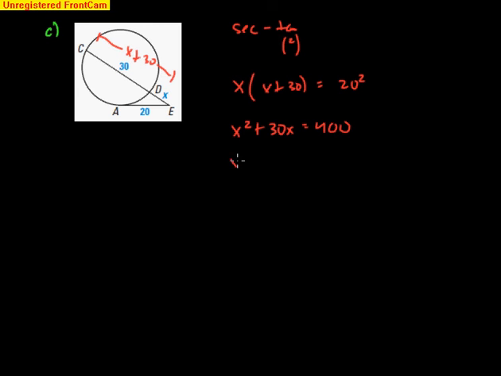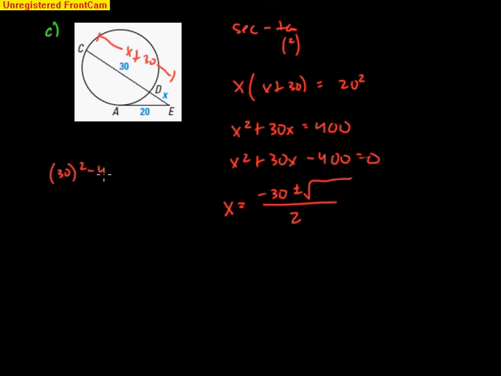I need to move the 400 over because this is a quadratic formula problem, so I subtract it. And now, here's my A, B, and C. X equals opposite of B plus or minus the square root. I'm going to do it on the side. All over 2a, 2 times 1, which is 2. My b squared minus 4ac is 30 squared minus 4 times 1 times negative 400.